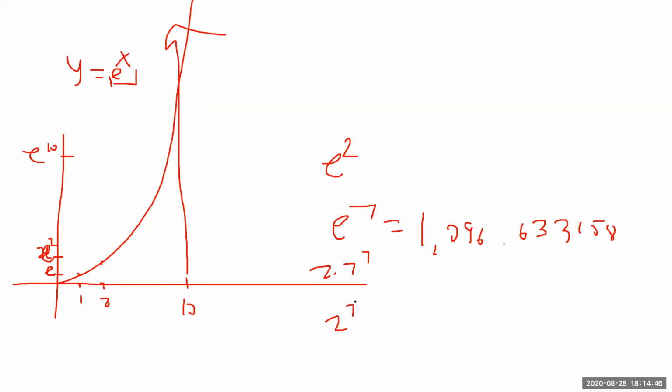In perspective, 2 to the 7th is 128. What's going on? The 0.7 already made a huge difference, right? Because e is approximately 2.71, this 0.7 makes a huge difference. 2 times itself 7 times is only 128, but 2.7 times itself 7 times is 1096. The 0.7 makes all that much difference. It grows super duper fast.